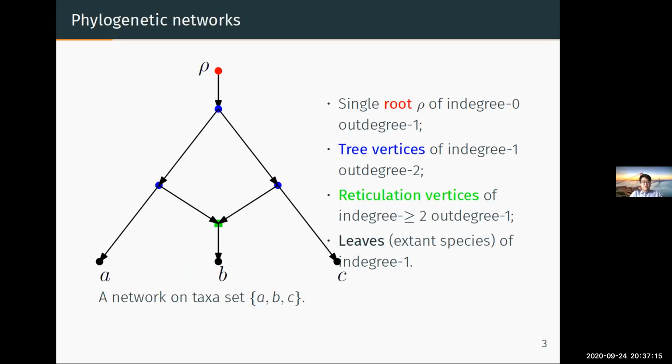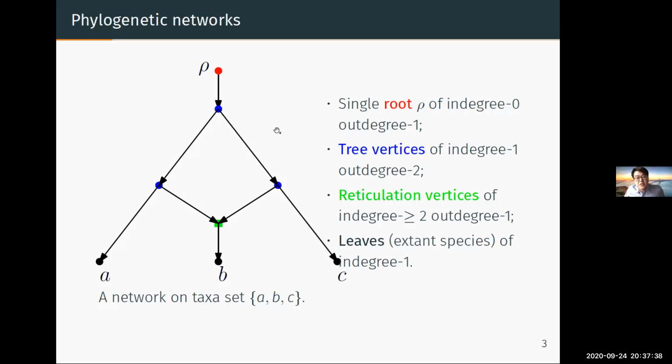So basically, you have a phylogenetic network which has a single root of in degree 0 and out degree 1. So this is the vertex labeled rho as a red node. And you have 3 vertices of in degree 1 and out degree 2. So you have these blue vertices. There's 3 of them here.